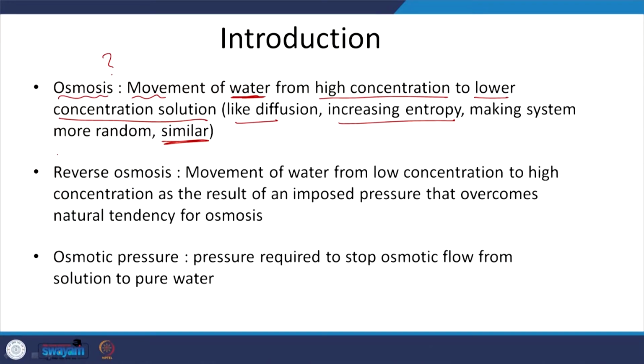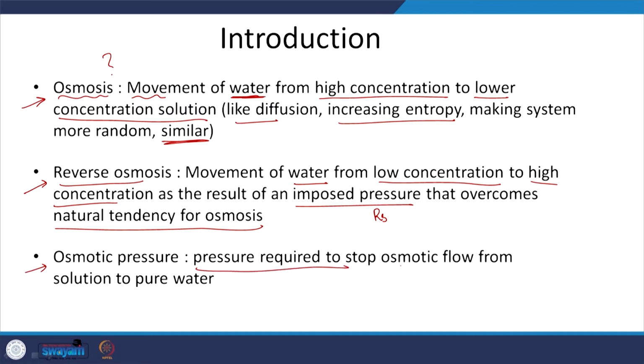So, reverse osmosis, this is what usually happens, but we obviously do not want that. We want reverse osmosis, right. We want movement of water again from low concentration to high concentration, but this does not happen in nature, right. That is why we want to impose a pressure. This is what leads to the cost, right, and this has to be applied such that it overcomes the tendency for osmosis. And how can I understand that pressure? So, it is osmotic pressure, it is the pressure required to stop the osmotic flow from one solution or from the solution to pure water, let us say.